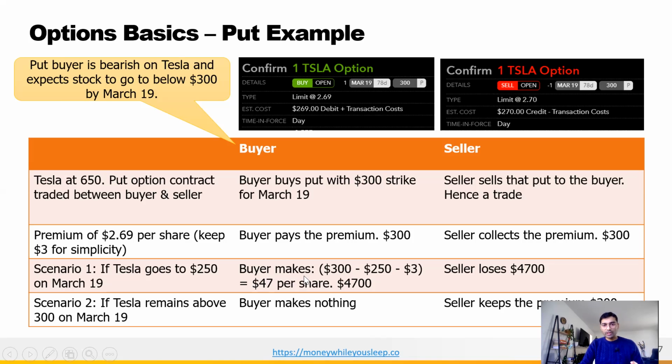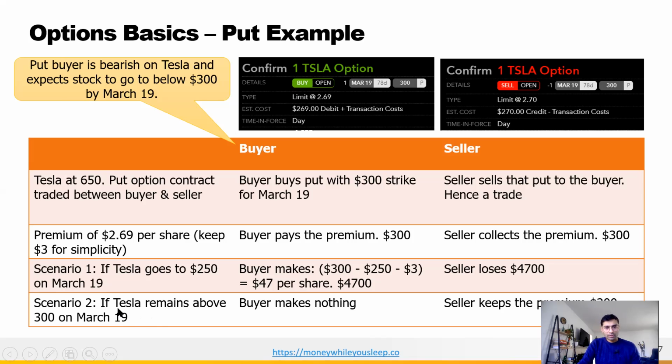So the buyer is going to make $300 minus $250 minus $3. The $3 is nothing but the premium we have collected. Hence the buyer is making a profit of $47 per share. Hence it is 47 multiplied by 100 equals 4700. So if this is the buyer's profit, the seller is going to lose that amount, right?